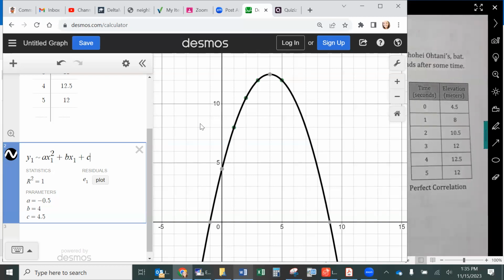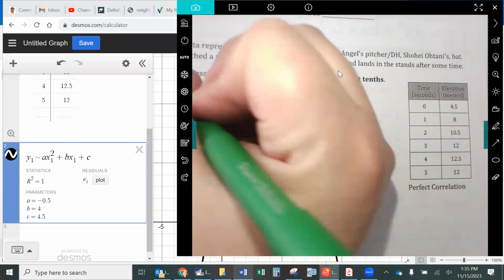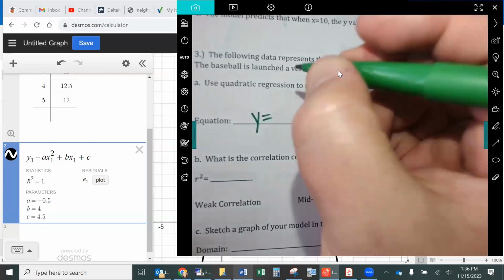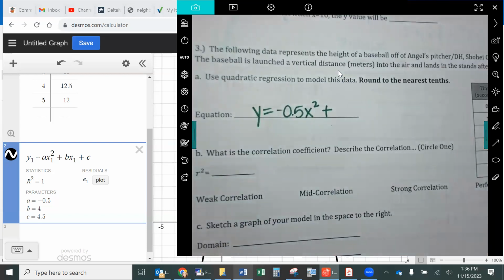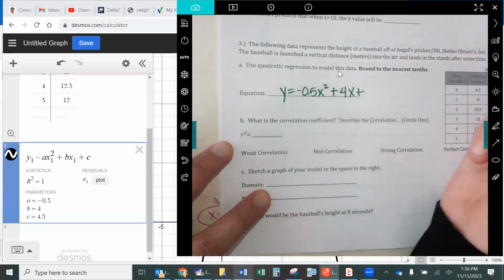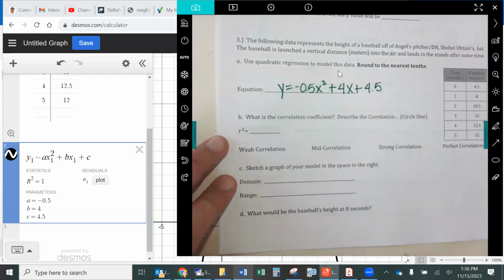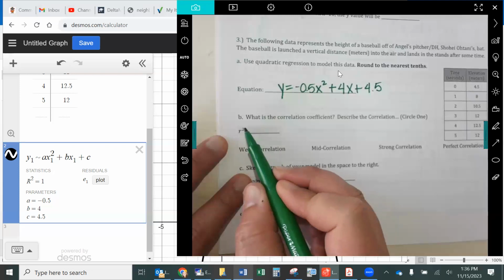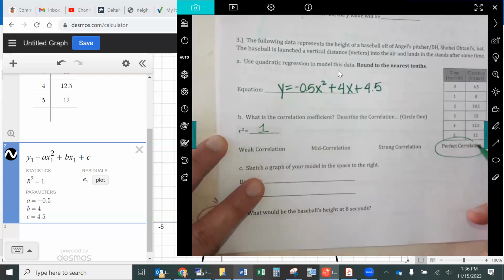Okay, so what number are we doing, y'all? 3. Okay, so put y equals. What is my A this time? Okay, negative 0.5 x squared plus 4x, and then plus, perfect. Okay, then look at your r squared. What is it this time? It's a 1, which is perfect.